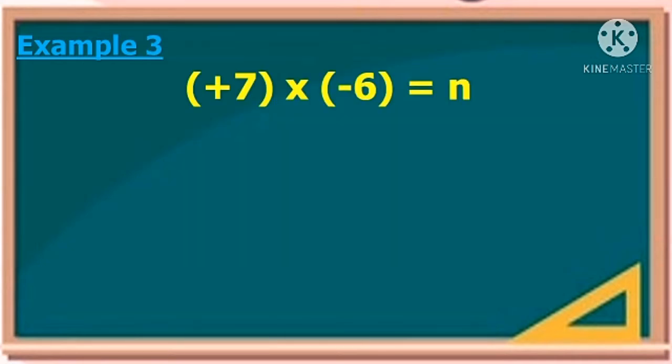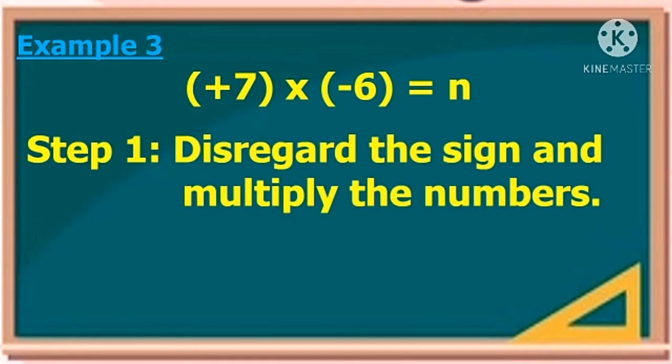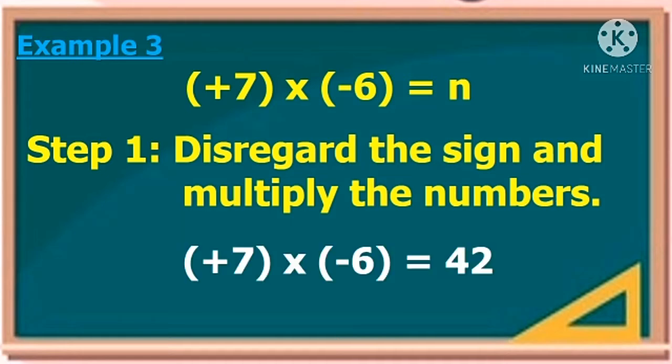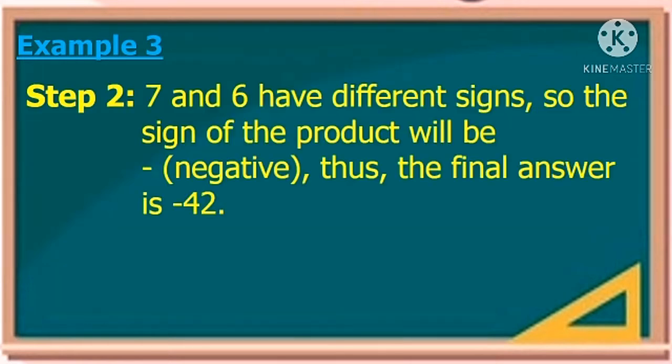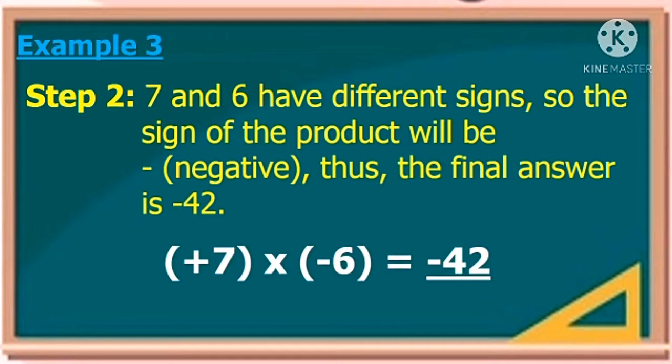Example number 3. Positive 7 times negative 6 equals n. Step 1. Disregard the sign and multiply the numbers. We have positive 7 times negative 6 equals 42. Step 2. 7 and 6 have different signs. So, the sign of the product will be negative. Thus, the final answer is negative 42. So, positive 7 times negative 6 equals negative 42. That's it for multiplication of integers.